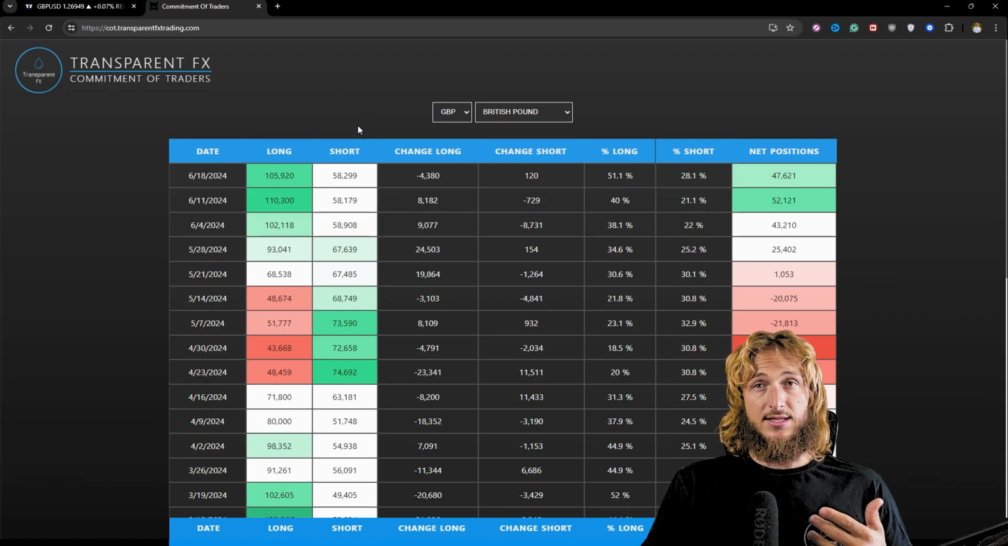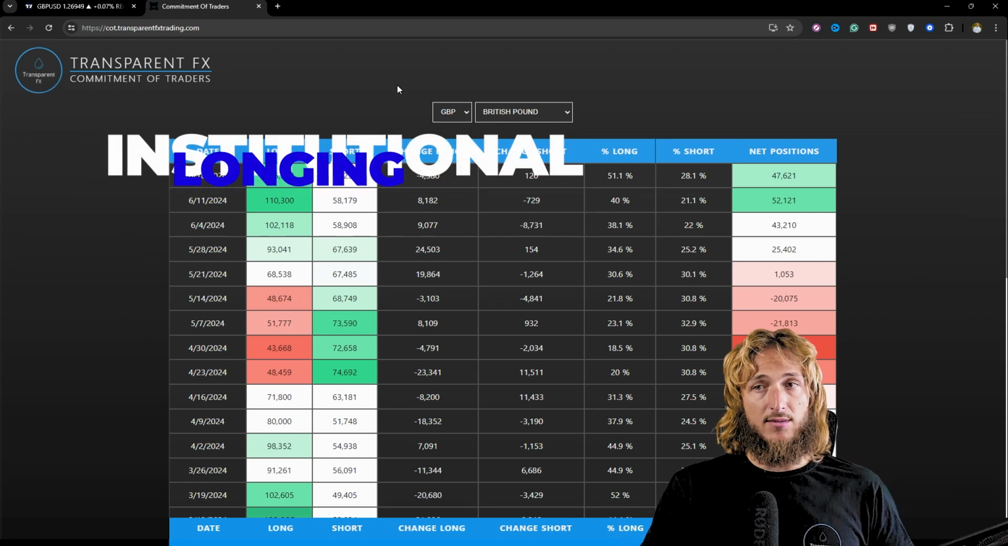So institutions have been getting very bullish on GBPUSD. In a situation like this, we have to keep that in mind and move back to the chart. Institutions at the moment are moving to the bullish side of GBPUSD.